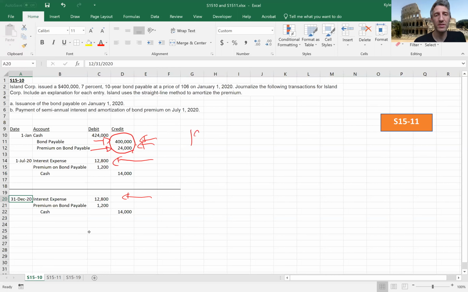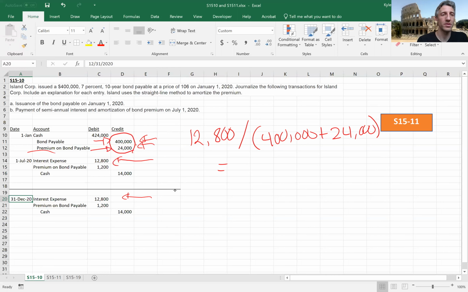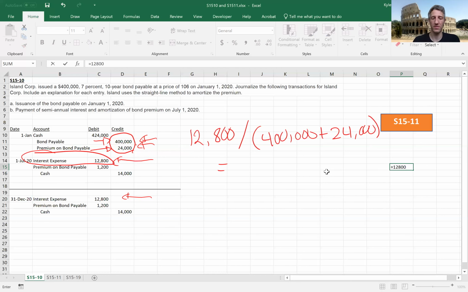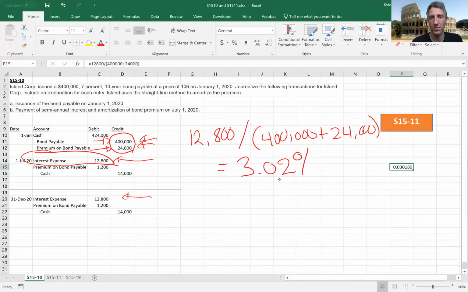So if the interest expense is $12,800 and we divide that by the carrying value from the prior period, so that's the 400,000 plus 24,000, we get what interest rate is implicit in our interest expense journal entry. That is math beyond my brain to do in my head, so I'm going to do 12,800 divided by 400 plus 24. That's 3.0189. That's 3.02%.